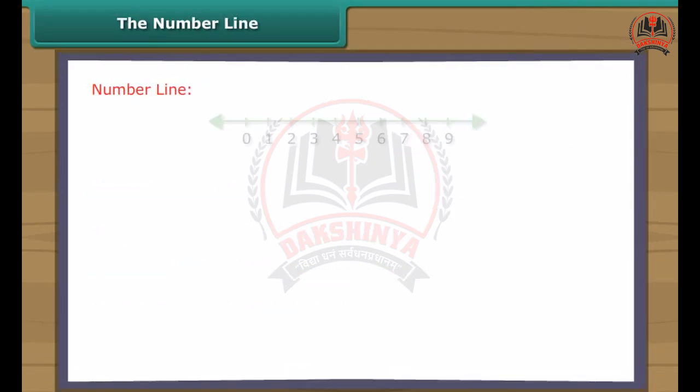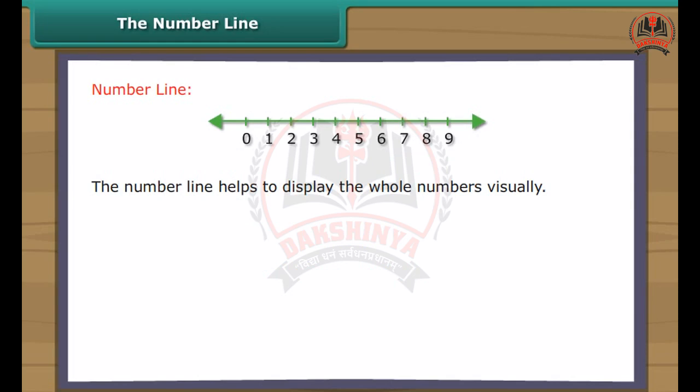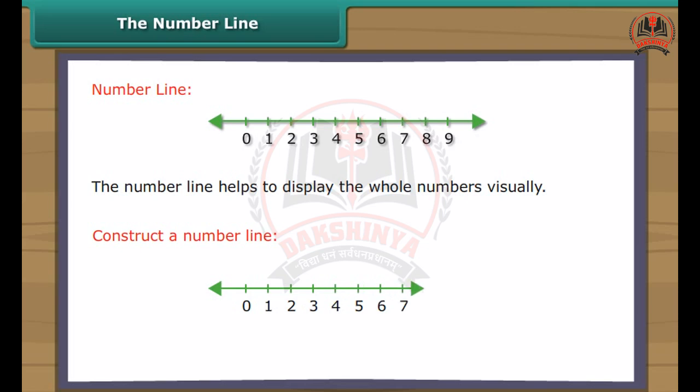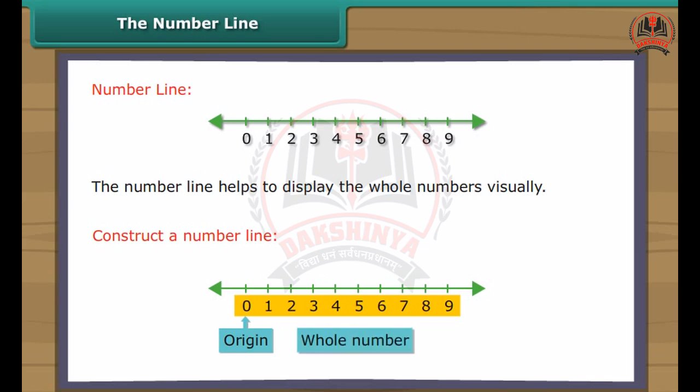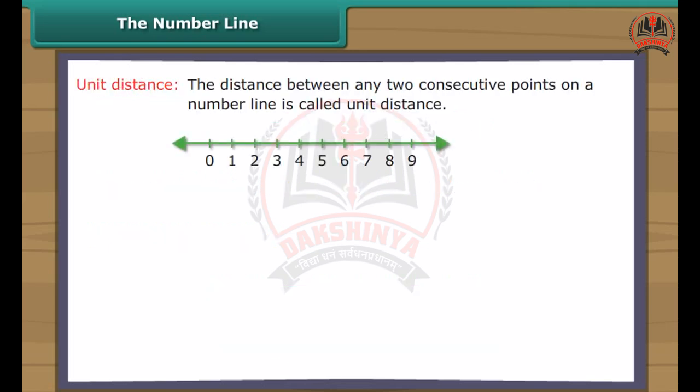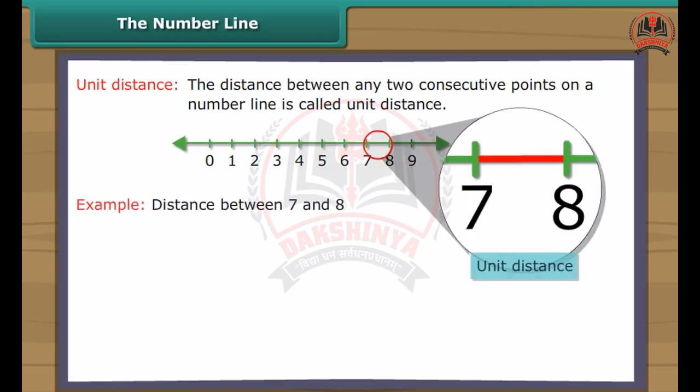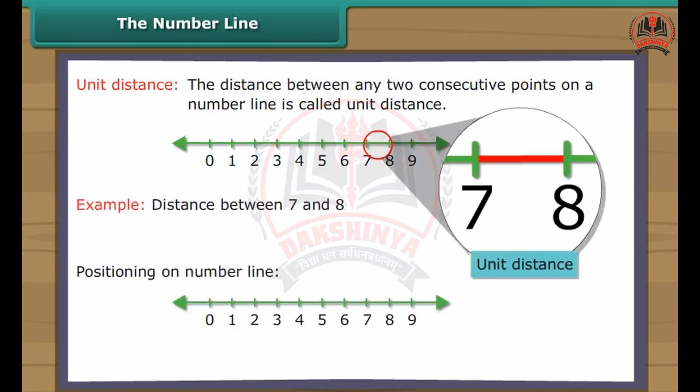The number line. The number line helps to display the whole numbers visually. To construct a number line, we simply draw a straight line and choose any point on the line and label it 0. This point is called the origin. We then choose some convenient length and, moving to the right, mark off consecutive intervals, or parts, along the line starting at 0. We label each new interval endpoint with the next whole number. The distance between any two consecutive points on a number line is called unit distance. Out of two whole numbers, the greater number comes on the right of the other number on the number line.